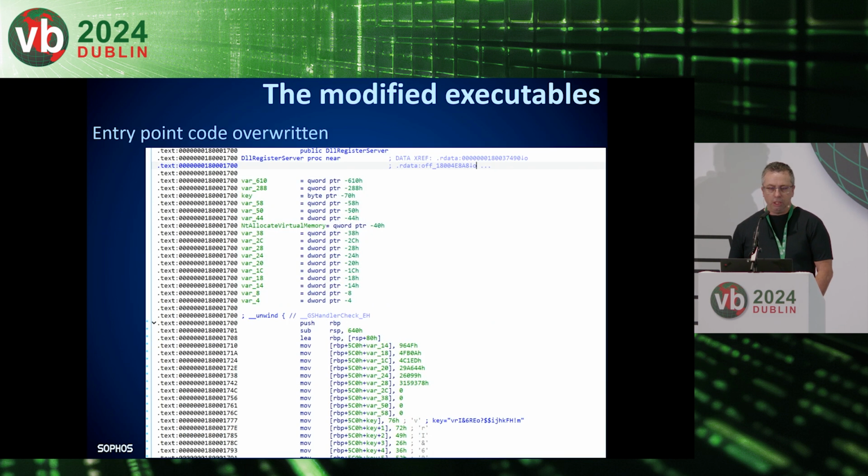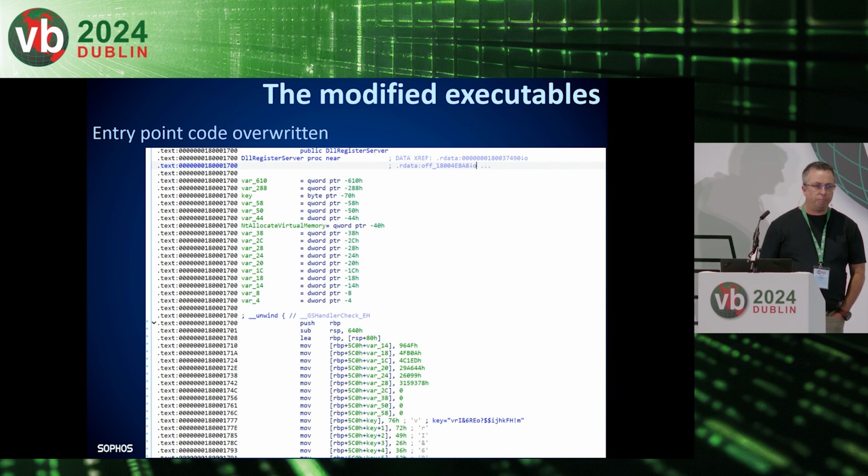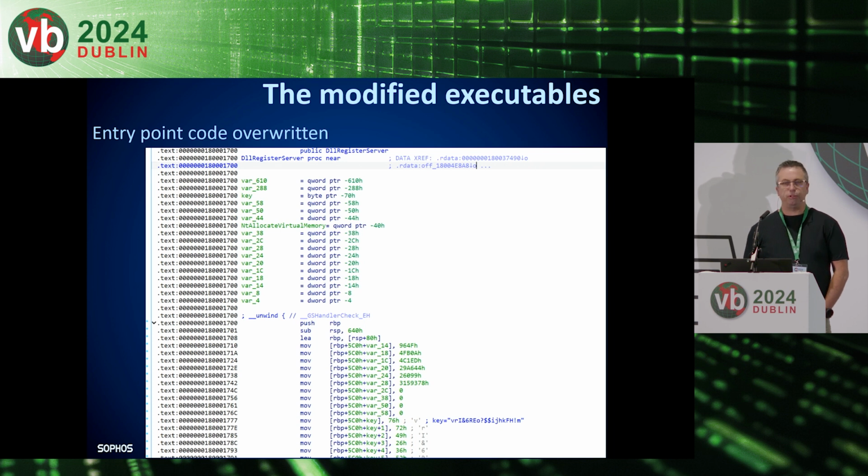When we look at the DLL itself, that malicious Sophos DLL, we realize that the DllRegisterServer function has been completely overwritten by the malicious code. And when we start to look at the code, we see that a string is being built up on the stack, which later we find is used for XOR decryption of that PE resource that we just saw on the previous slide.